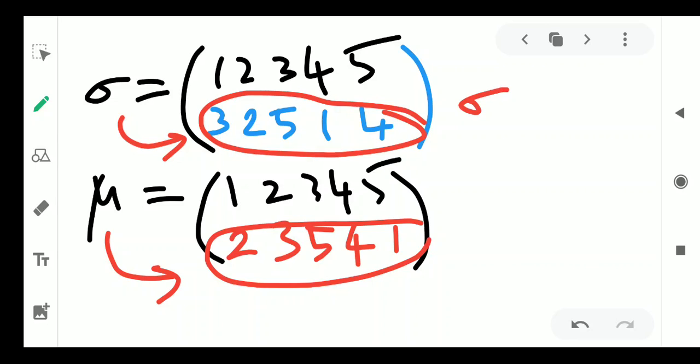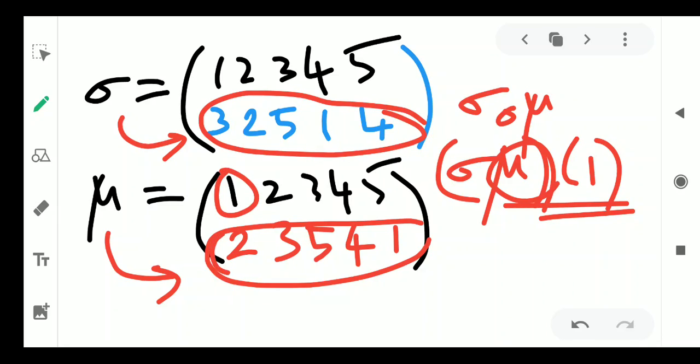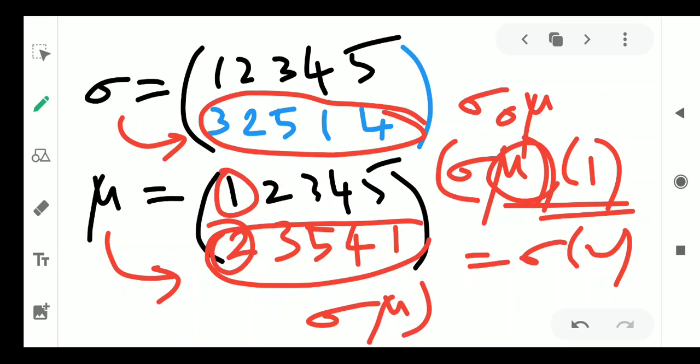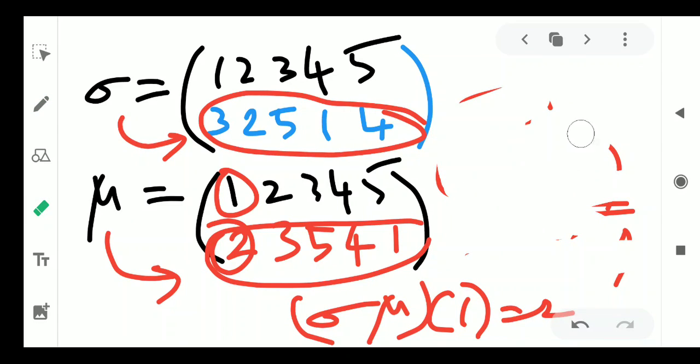Now what is meant by sigma composition mu? I will not be writing sigma composition mu, I will be writing simply sigma mu. This means that mu should be calculated first, then sigma. So what is sigma mu of 1? First we find mu of 1. Mu of 1 is 2. Now, sigma of 2 is what? Sigma of 2 is 2. So therefore sigma mu of 1 is 2. Okay, so it is 2 first. Then let me calculate the next one.